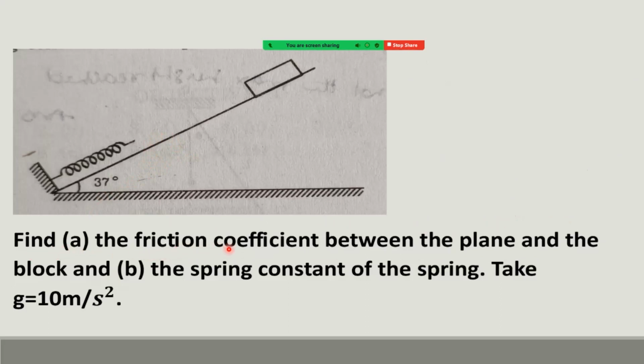Find the friction coefficient between the plane and the block. And second, the spring constant of the spring. Take g value 10 meter per second square. Let us see how to start.